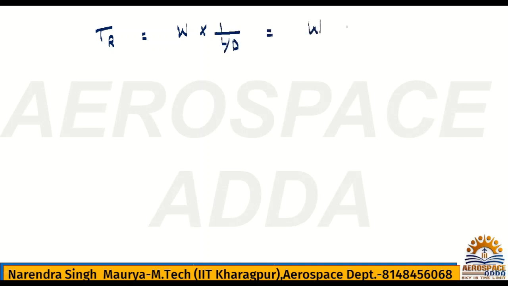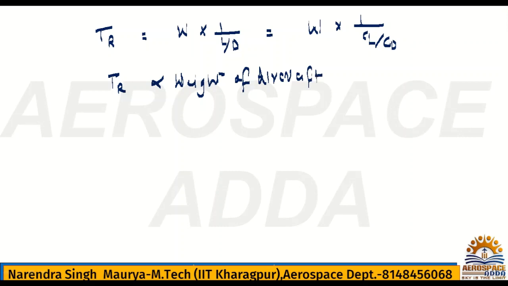So what is this? Thrust required is directly proportional to weight of the aircraft. If it is a light aircraft, thrust required will be less. If it is a heavy aircraft, a jumbo aircraft, thrust required will be more, then you need a more powerful engine or you have to increase the number of engines. For that reason, a very heavy jumbo jet has two engines on the right wing and two on the left wing, means four engines. Why? Because it is a very heavy aircraft. So thrust required is always directly proportional to weight of aircraft.